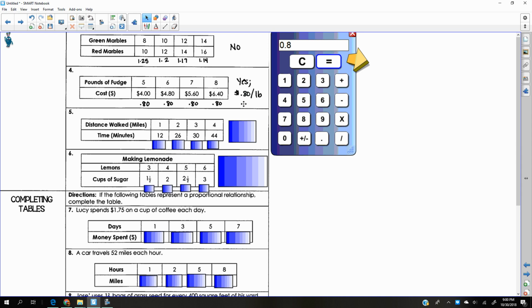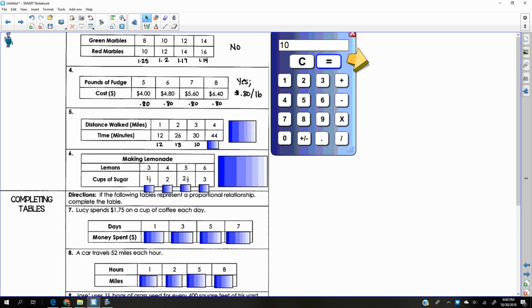So, of course, 12 divided by 1 we know is 12. All right, so 26 divided by 2 is 13. 30 divided by 3 is 10. Wow.